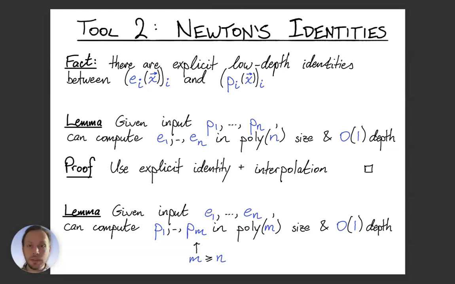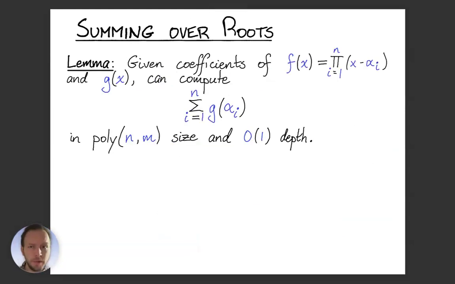So how are we going to use this? Let me give you an example. This is a bit of a warm-up problem. Say we have two polynomials, f and g, and we're given the coefficients of f and g. Now we're working over the complex numbers, so f has roots alpha 1 through alpha n. What we want to compute is to evaluate g at each root of f, and sum these evaluations. Now, of course, we're given the coefficients of f as input. We're not given the roots of f.